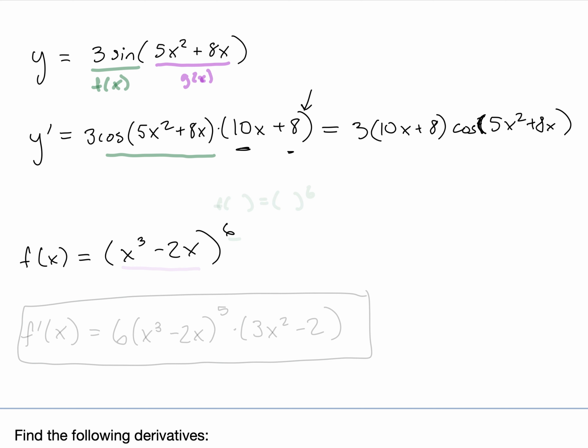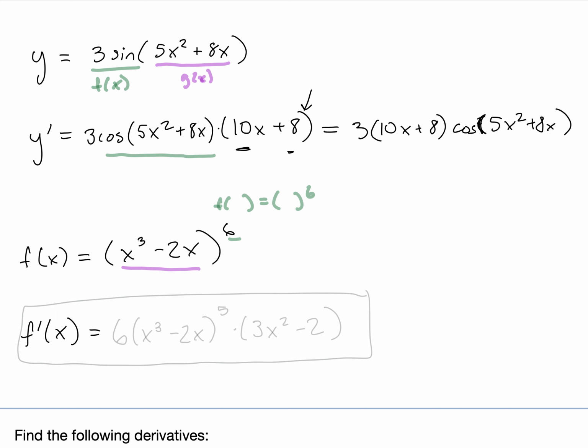Okay, now looking at f of x equals x cubed minus 2x, all raised to the 6th power. So our inside function is x cubed minus 2x, and then it is raised to the 6th power. So this is the outside function. This is our f of something, taking that something to the 6th power. And our something inside is our x cubed minus 2x. So now let's take the derivative using the chain rule.